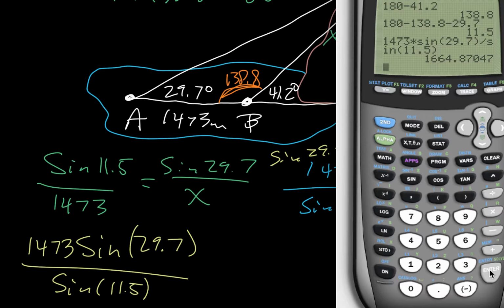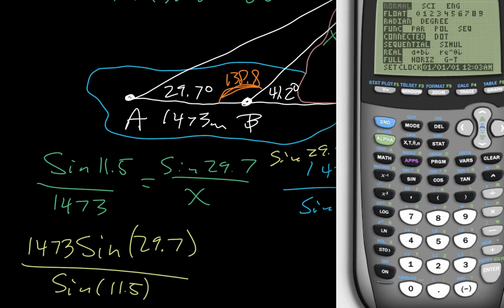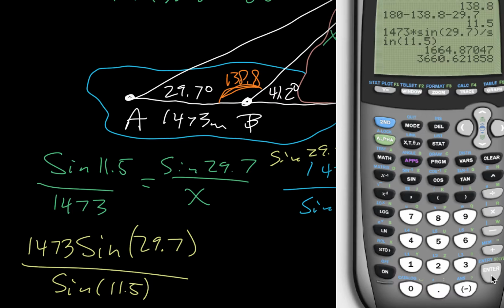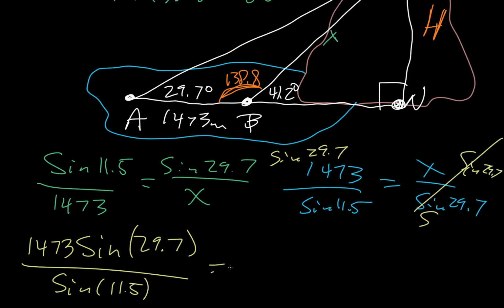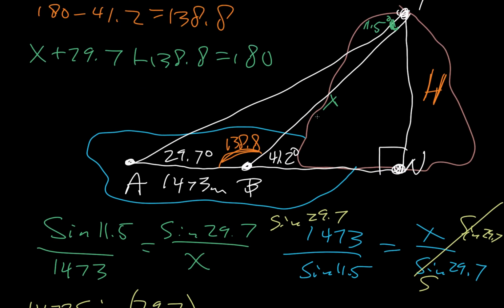Okay. Let's see. I don't think that's right, do I? Okay, that's why. I typed everything in right. I just wasn't in degrees. So I switched it to degrees. I hit enter. There I go. That's the answer I wanted. 3660.62. Okay. So on our diagram, that's our value for x.